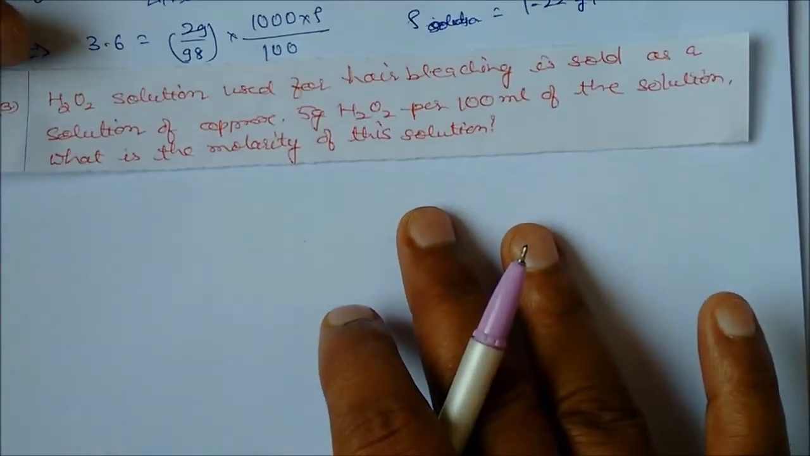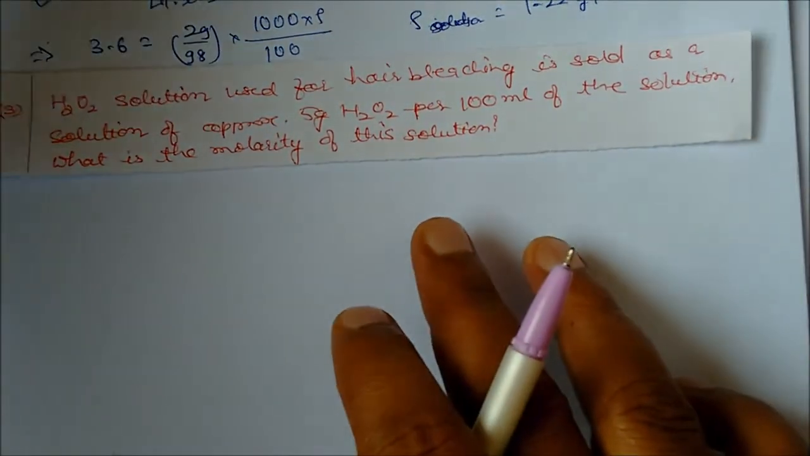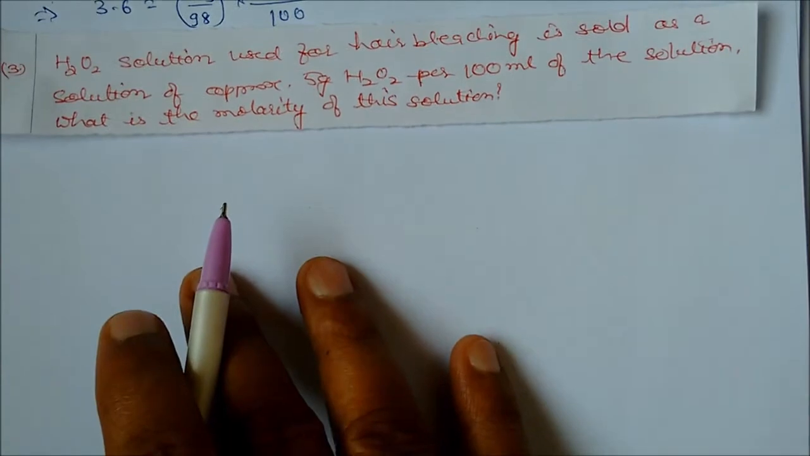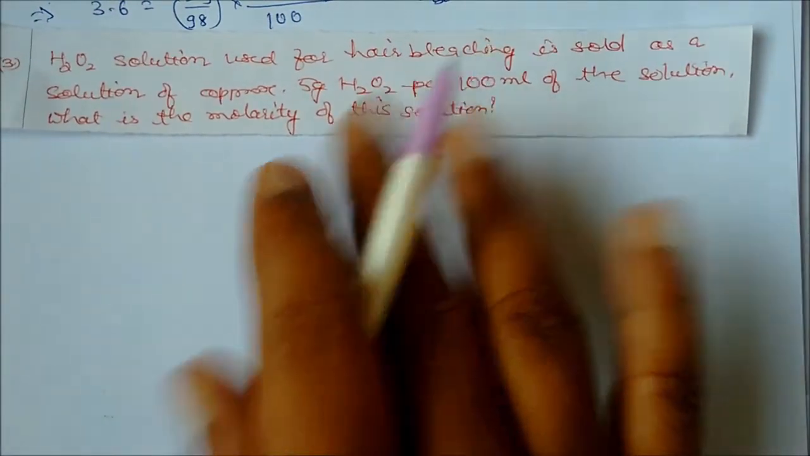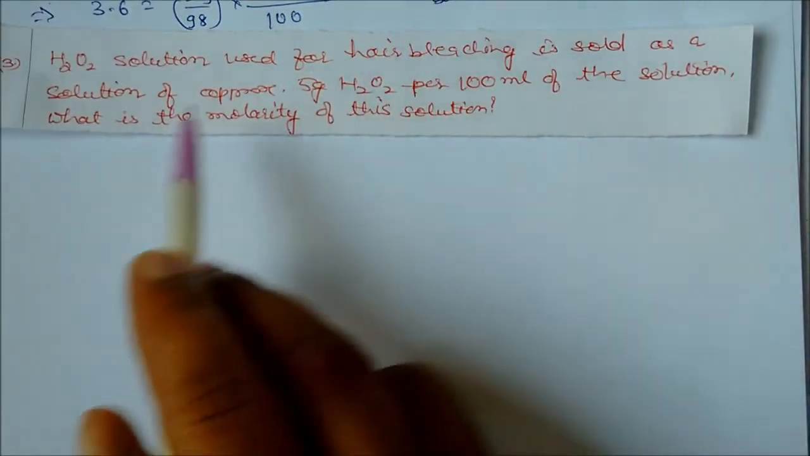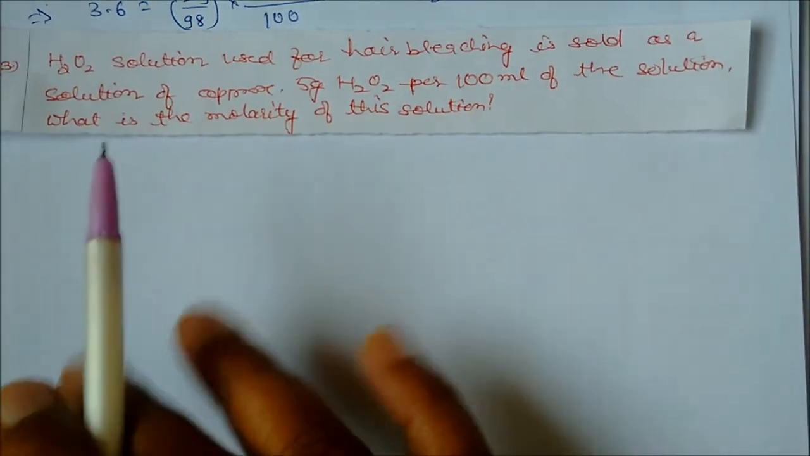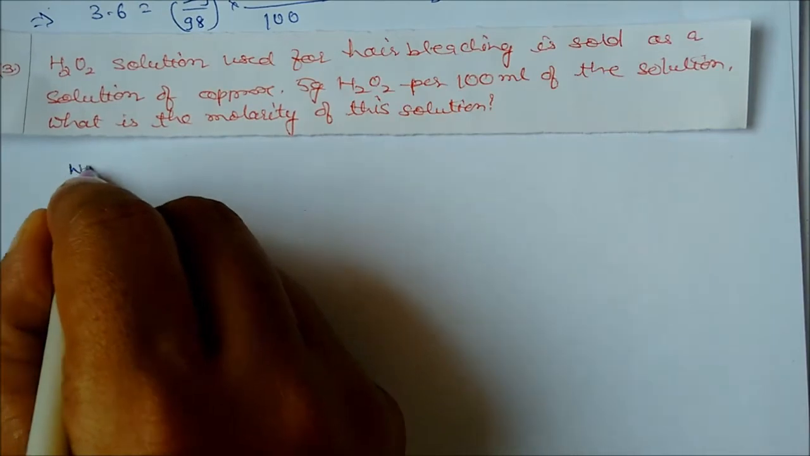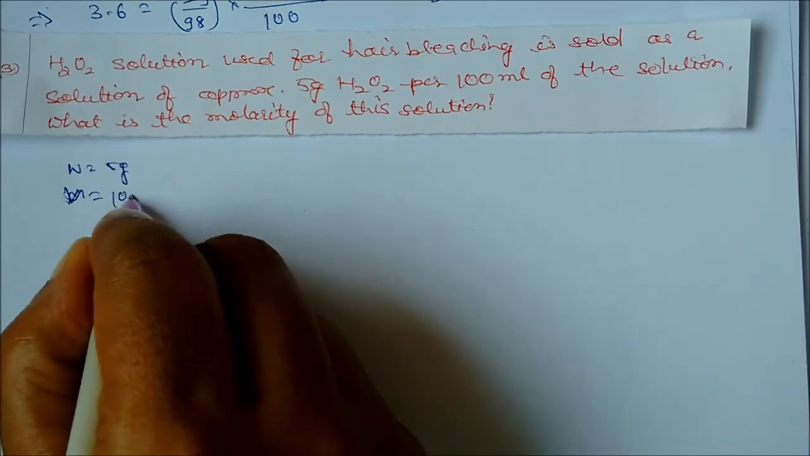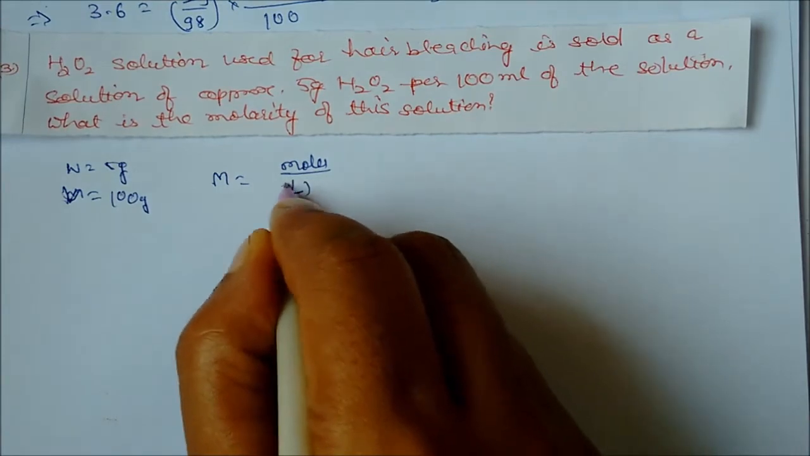H2O2 solution is used for bleaching, as a solution of approximately 5 grams of H2O2 per 100 ml of the solution. So what is the molarity of this solution? Here weight is given, volume is given, and molarity we have to find out. This problem is very simple. The weight is 5 grams, and the volume is also given, that is 100 ml. Molarity, you know the formula, is moles per liter.